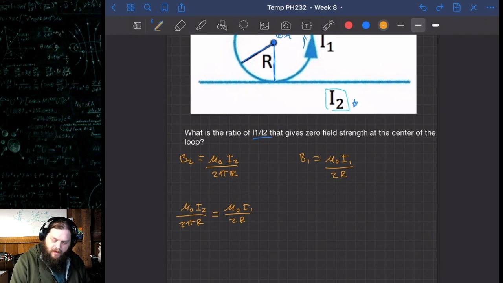So now they have a lot of common factors. Mu naught is in both of them, so I can divide by that. 2 is in the denominator of both, and r is in the denominator of both. So I can rewrite this equation as I2 over pi is equal to I1 over 1.